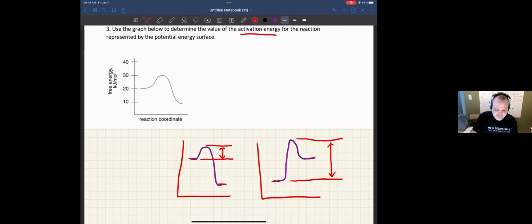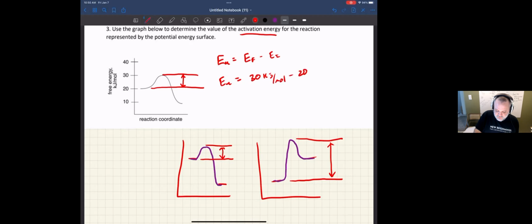And so what this question is actually asking you to do is to come along this graph and identify the activation energy. But unlike the graphs at the bottom, which are qualitative in nature, this graph is actually quantitative in nature. So the activation energy equals energy final minus energy initial. And so the activation energy equals 30 kilojoules per mole minus 20 kilojoules per mole. And so the actual value of the activation energy is 10 kilojoules per mole. Okay.